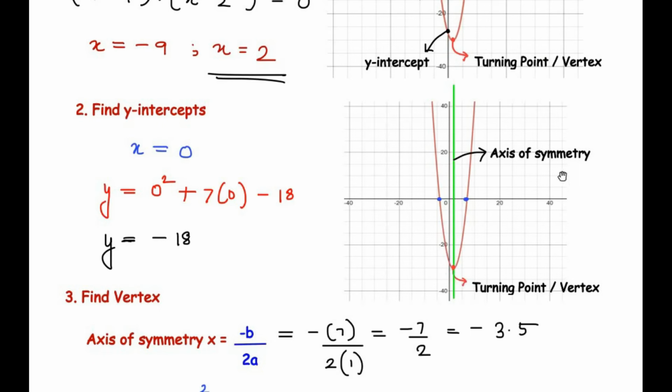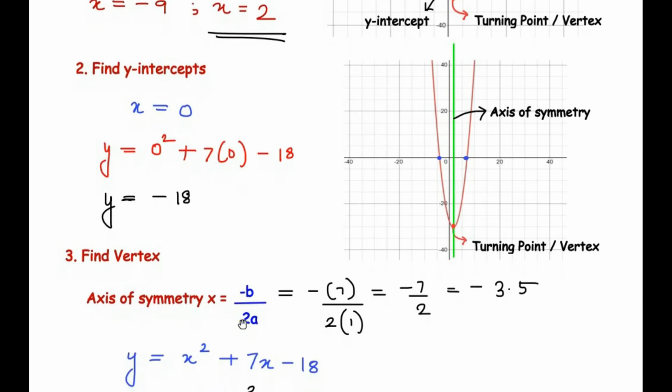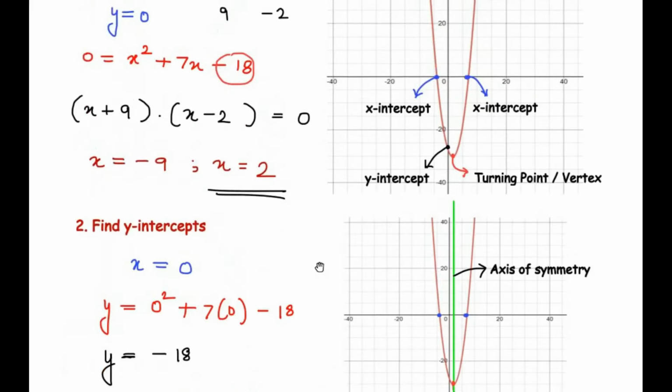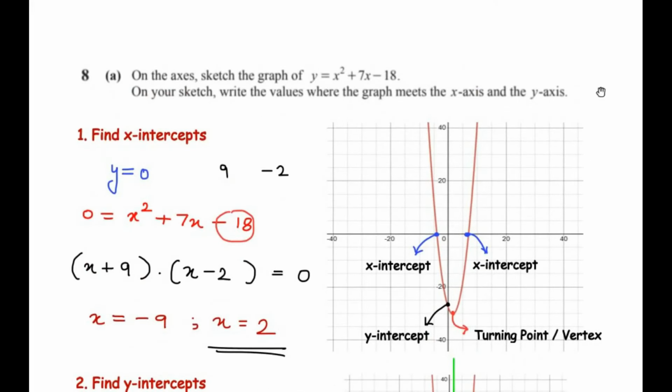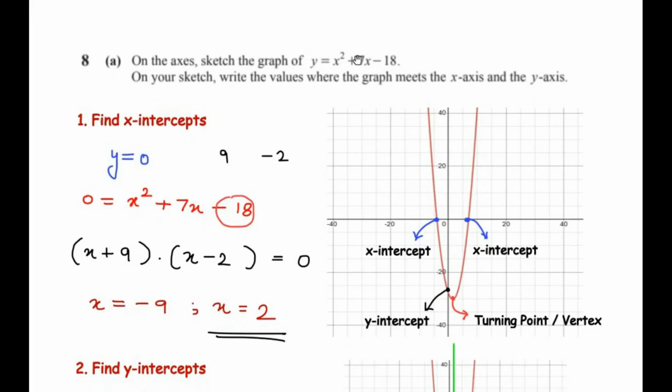Now we have a formula to find out the axis of symmetry, and it is straightforward, minus b over 2a. Now b and a represent the coefficients of this given equation. Now here it was given that y is equal to x square plus 7x minus 18. So a is going to be the coefficient of x square, which is 1. B is going to be the coefficient of x, which is 7. And c is going to be the constant, that is negative 18 in this case.